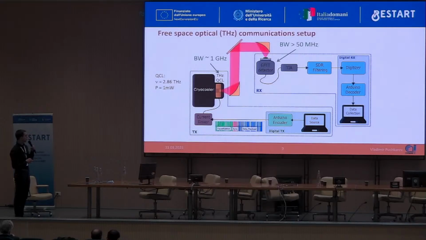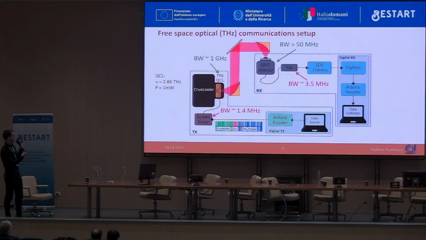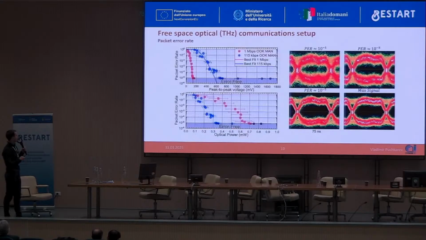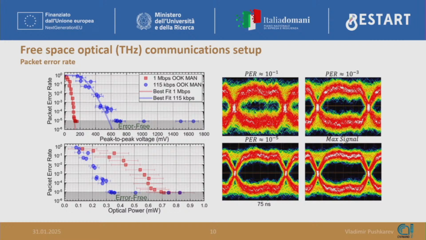Despite the quite high bandwidth of the transmitter and receiver, in this particular conceptual system we had a limitation of the overall system bandwidth due to the required high values of the gain of the transimpedance amplifier, and also the maximum modulation bandwidth of the current driver. That is why our results today will be presented for two particular values of the bit rate, 115 kilobits and 1 megabit per second. These values correspond to two specific values of the amplifier gains.